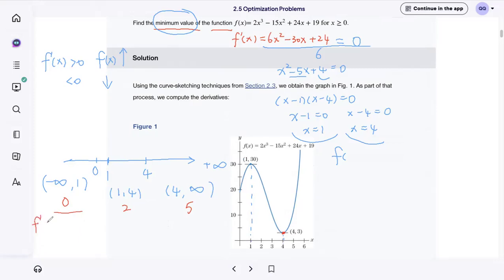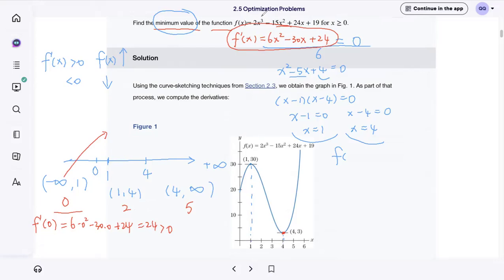We plug into the derivative function to see if it is positive or negative. That's 6 times 0 squared minus 30 times 0 plus 24, using this derivative function. Of course, the first two terms are 0, so that's 24, which is positive. So positive tells us that in this interval, from negative infinity to 1, the function increases.